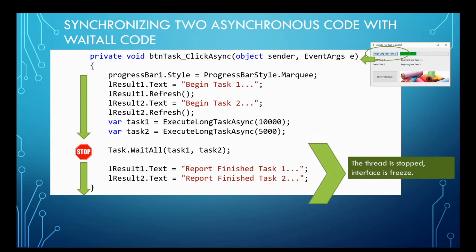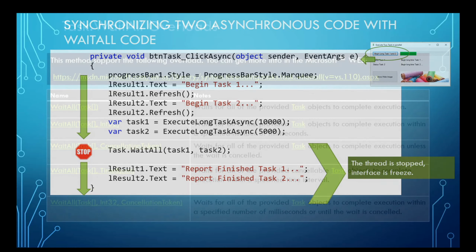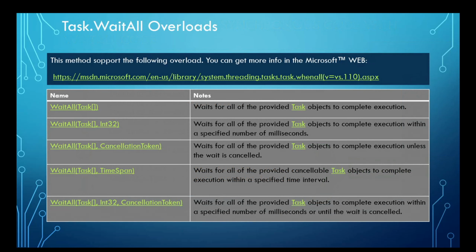Another difference is that all exceptions generated in each task in the argument of Task.WaitAll are raised and can be caught after the wait. This method also has different overloads, allowing us to wait for an interval of time in different formats and also send a cancellation token to finish the wait. More information about this is on the Microsoft website. Use the link that appears in the video.